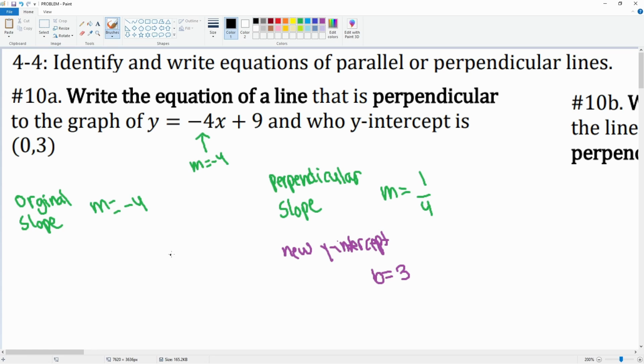Now we can just plug into our equation, y equals mx plus b. So y equals 1/4 x, let's make that in green, plus 3, which is the y-intercept. There you go.